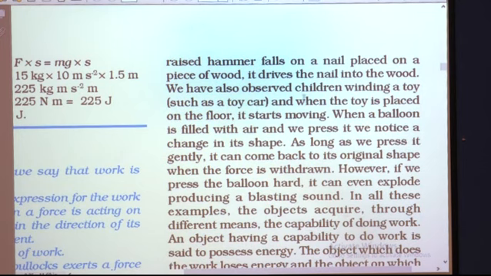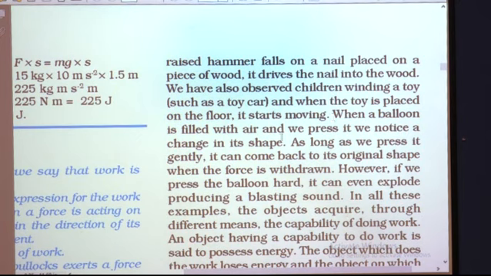We have also observed children winding a toy such as a toy car, and when the toy is placed on the floor it starts moving, isn't it? Some toy cars work on a key. So we wind that key, and if we keep the car on the floor it starts moving.